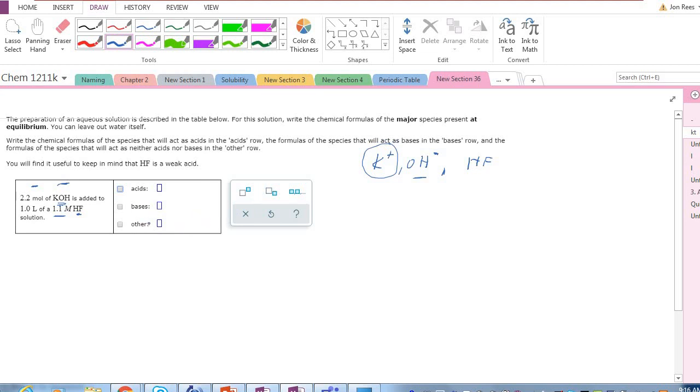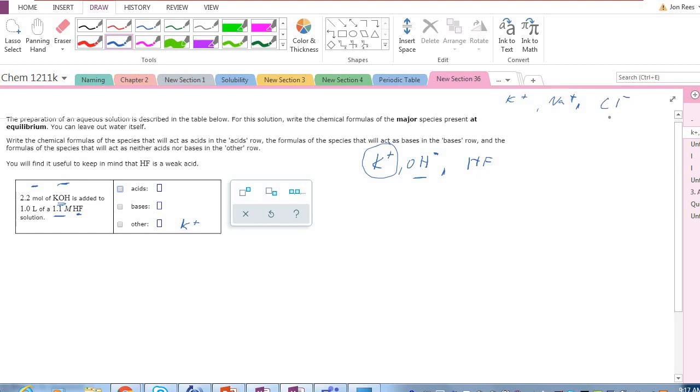Because it would be considered perhaps a conjugate acid, but because it's the conjugate acid of a strong base, it has no acidic properties whatsoever. So my other is going to be K plus. And if you have a hard time remembering some of that, when you see things like K plus or Na plus in these problems, those are always going to be others.